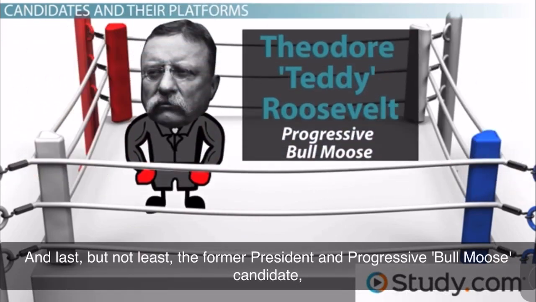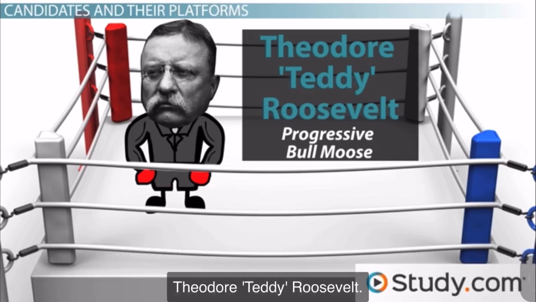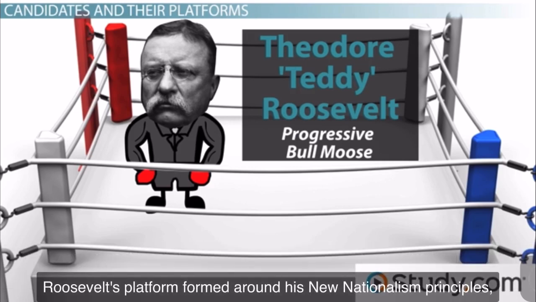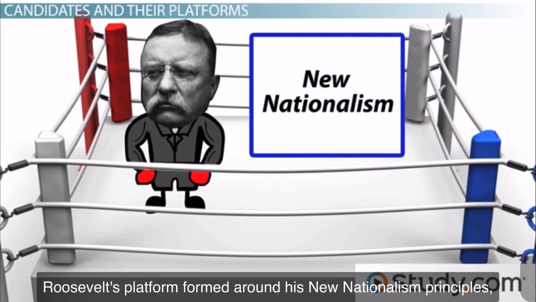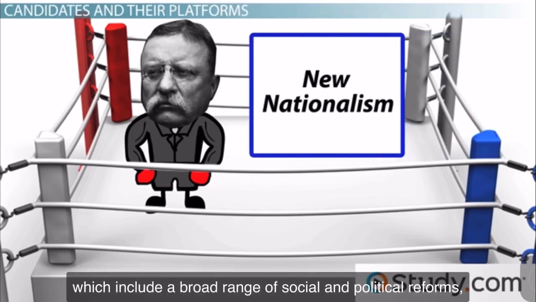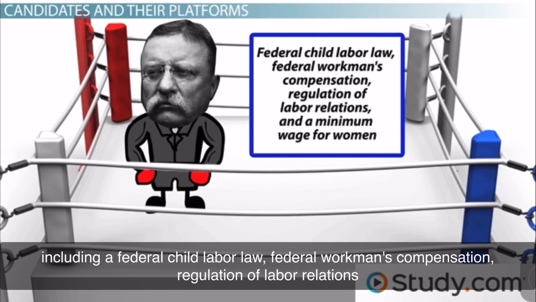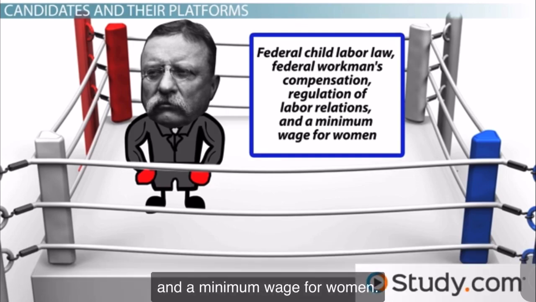And last but not least, the former president and progressive bull moose candidate, Theodore Teddy Roosevelt. Roosevelt's platform formed around his new nationalism principles, which include a broad range of social and political reforms, including a federal child labor law, federal workmen's compensation, regulation of labor relations, and a minimum wage for women.